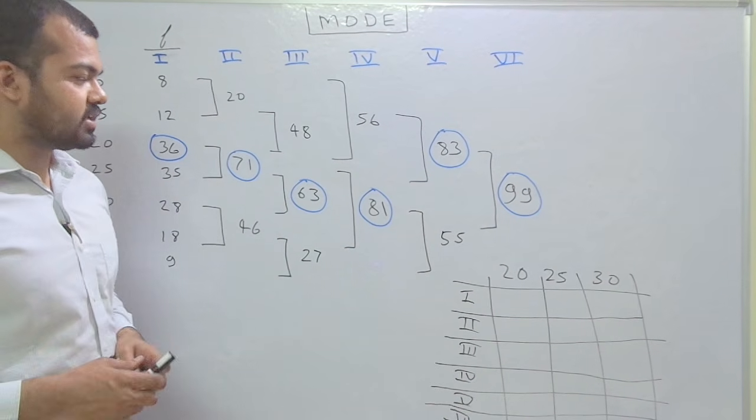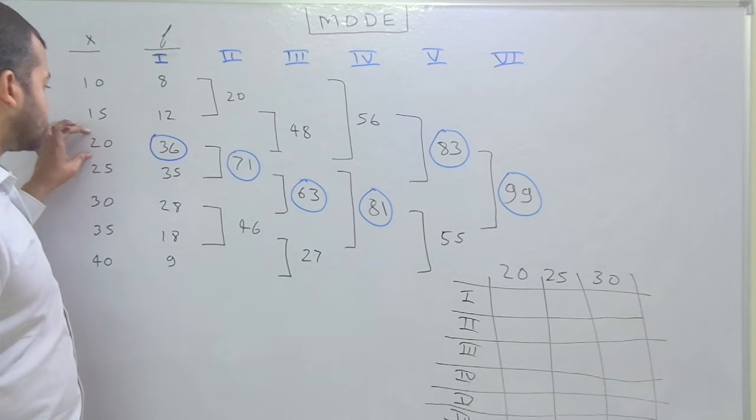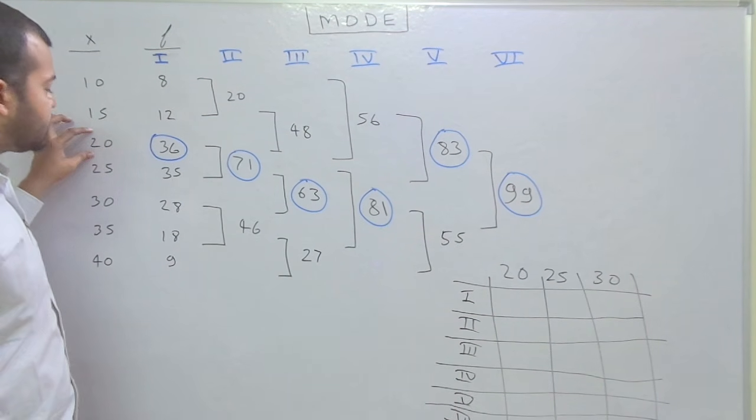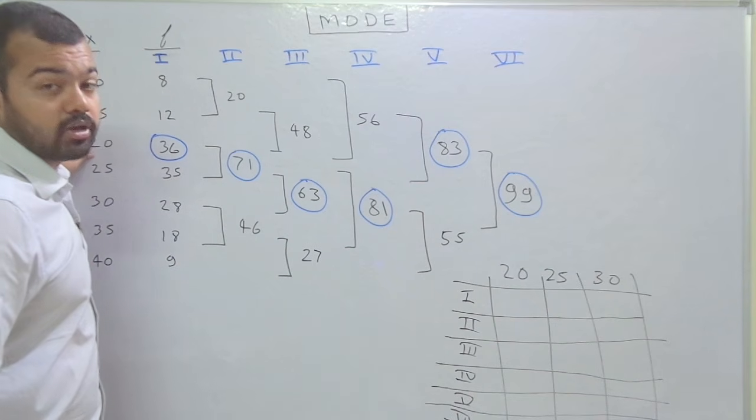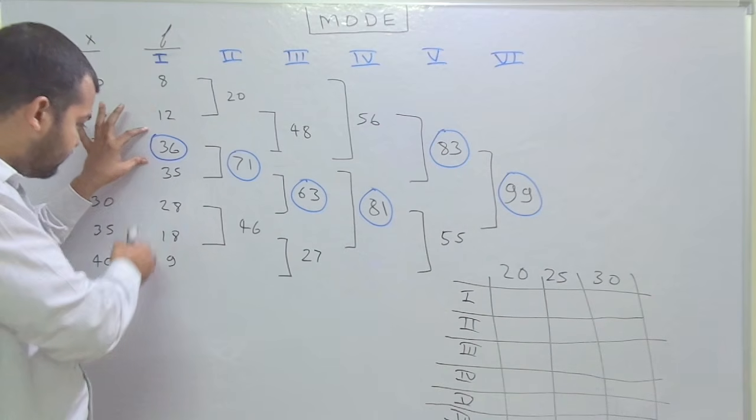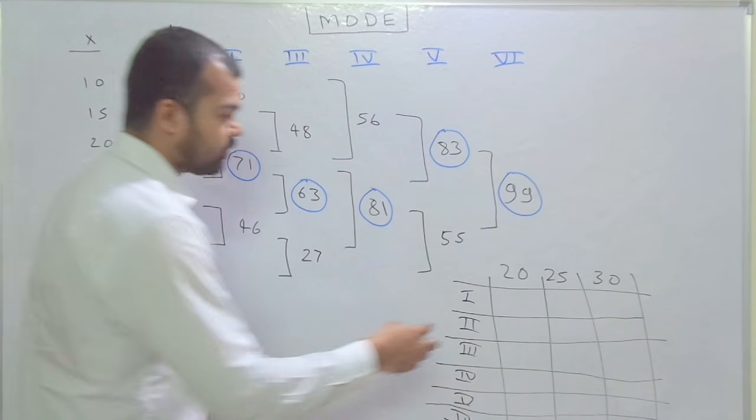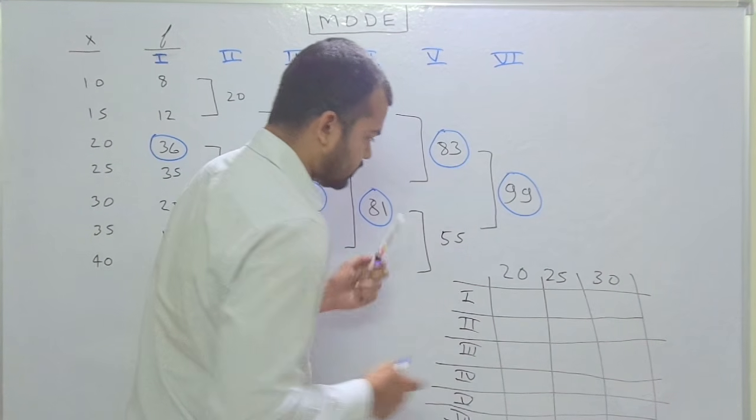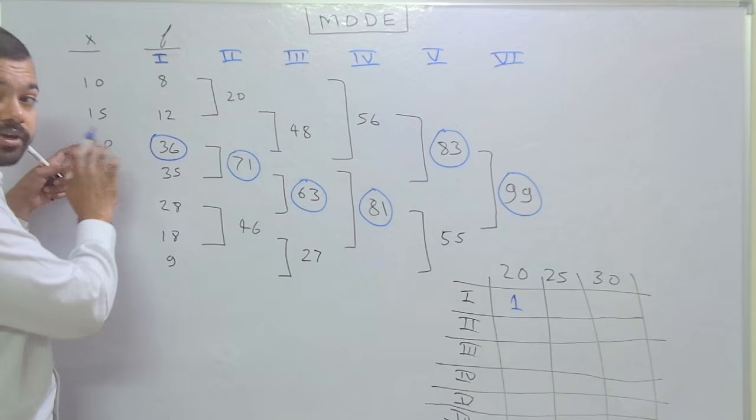After observing this, if we are talking about 20, we just have to look at this 20 figure. If 20 figure consists any highest value, we need to tick in that column. It means, for example, 36 is the highest value in column 1. It is in front of 20. So we need to put 1 here. Because in column 1, 36 is the highest value in front of 20.